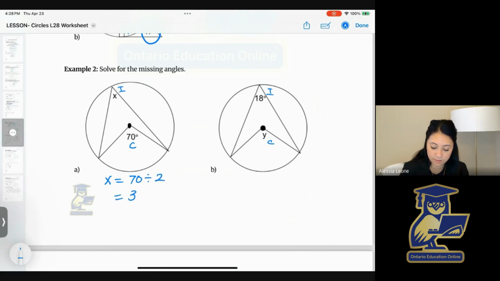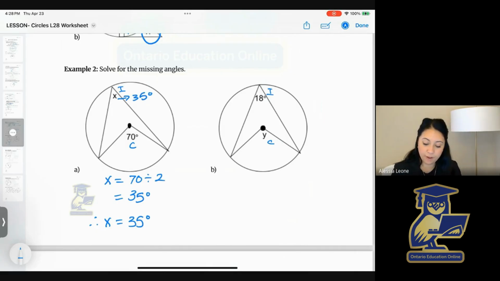So that gives us 35. So therefore, x is 35 degrees. And 35 times 2 gives us 70. So we know we did our math correctly.